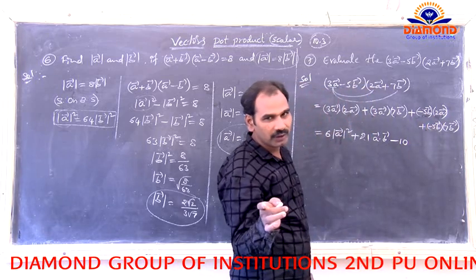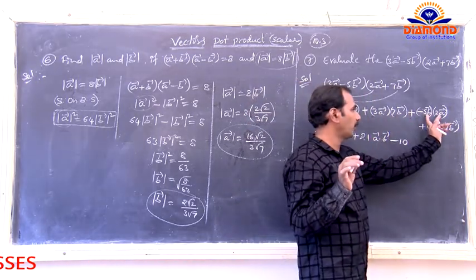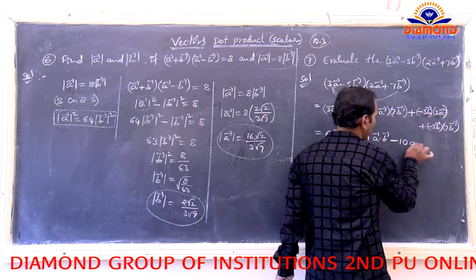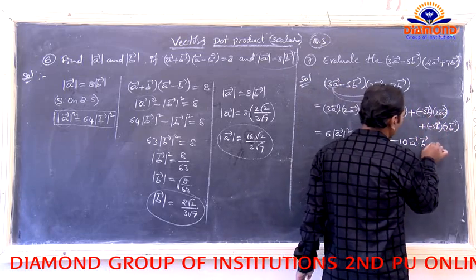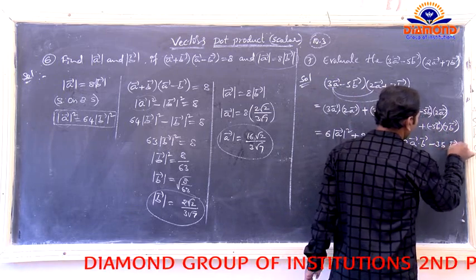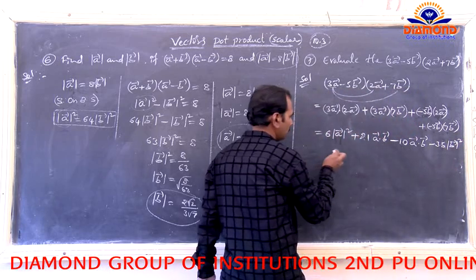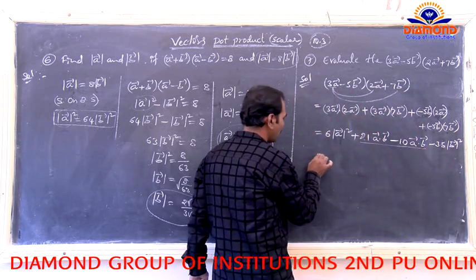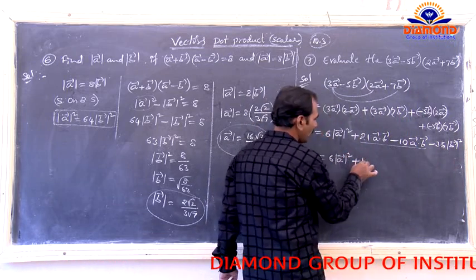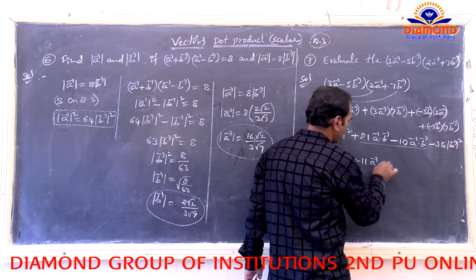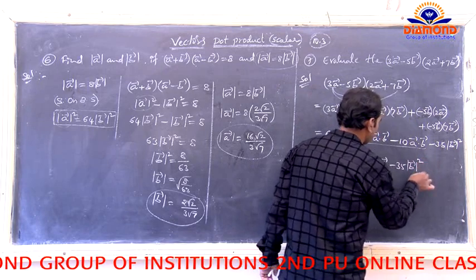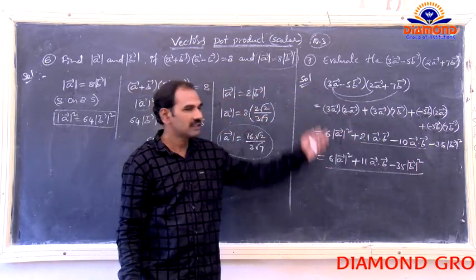Scalar product is commutative, meaning A dot B equals B dot A. So B dot A is nothing but A vector dot B vector. Minus 35 B dot B, which is magnitude of B square. Simplify these both. What do you get? 6 magnitude of A square plus 11 A dot B minus 35 magnitude of B square. This is your answer.